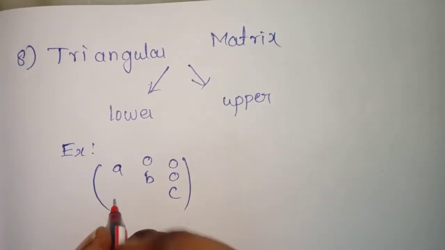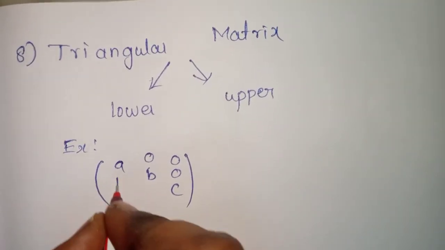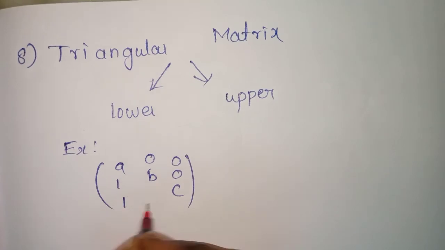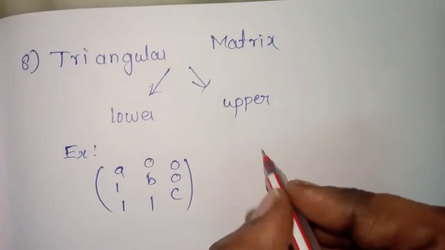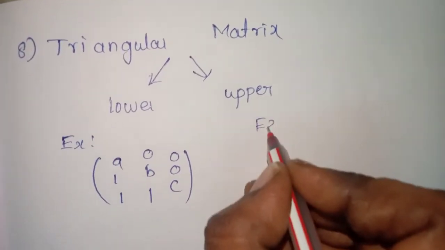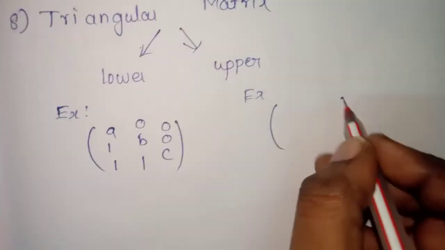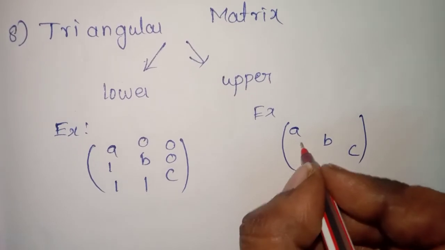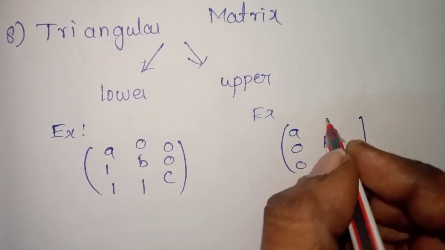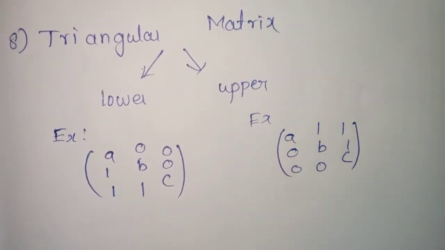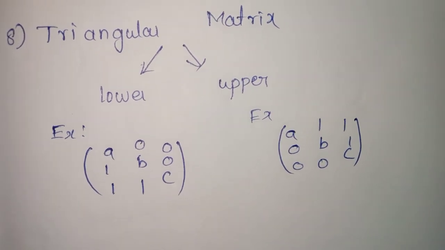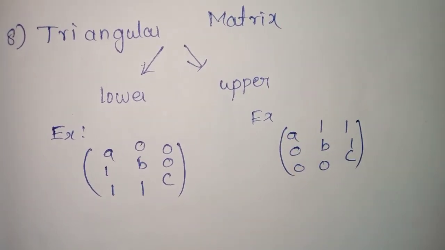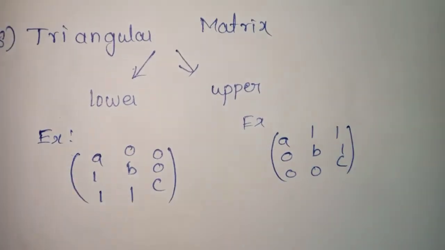Above the diagonal the value is 0, below the diagonal we have some values. This is called the lower triangular matrix. Next, the upper triangular matrix. We have the example: A, B, C will be the diagonal values. Below the diagonal we have 0, above the diagonal we have the values. This is called the upper triangular matrix. These are the types of matrix.